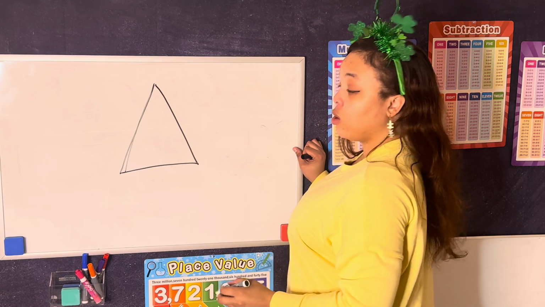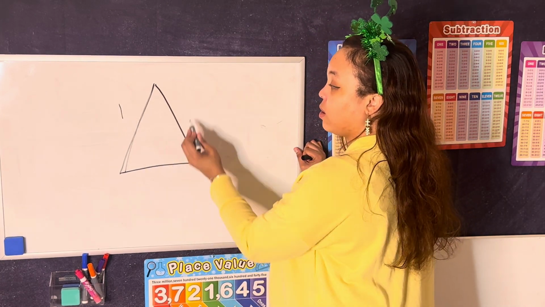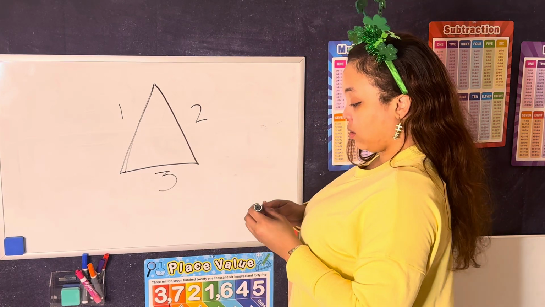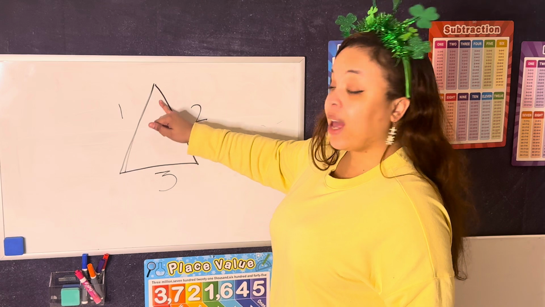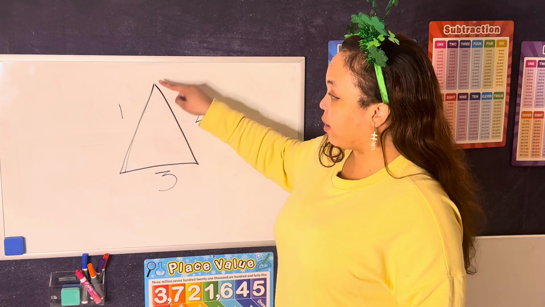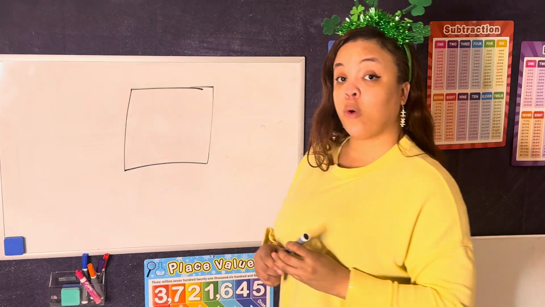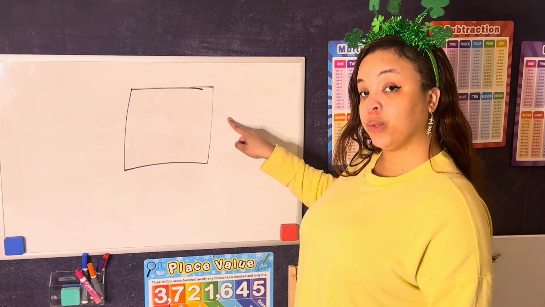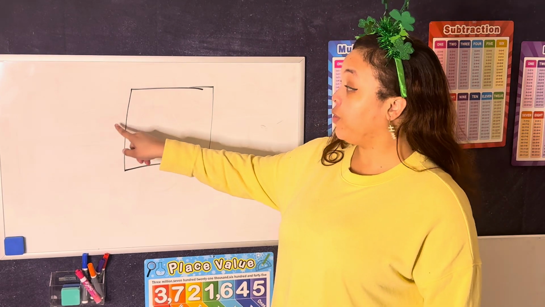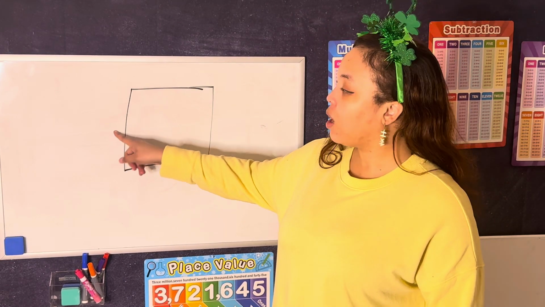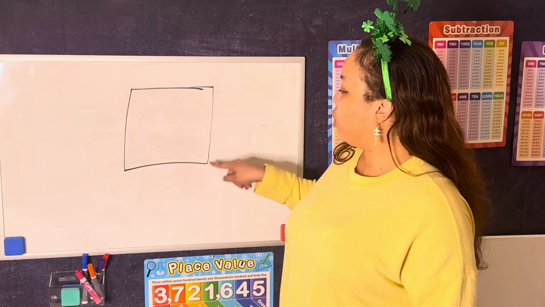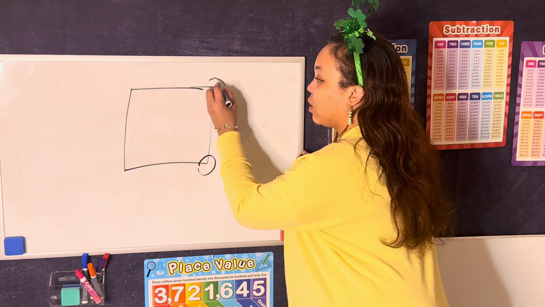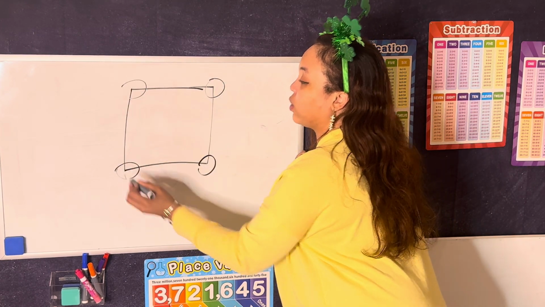So if we're working with a triangle, we have one side, two sides, and three sides. They have endpoints, beginning, end, beginning, end, beginning, end. For a square, we have four sides, 1, 2, 3, and 4. And with those four sides, because they have endpoints, we have 1, 2, 3, 4 corners. These are considered the corners.